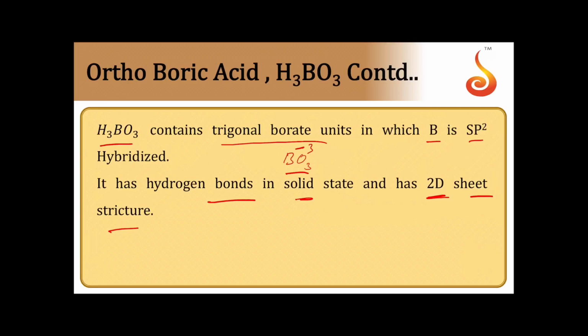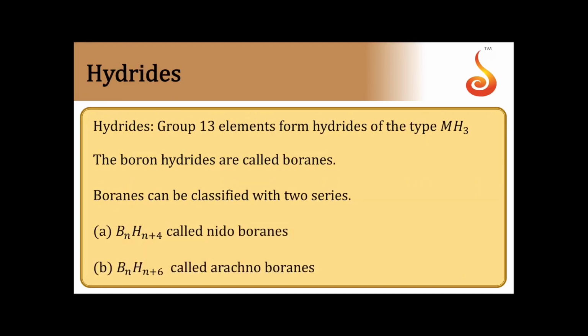So orthoboric acid has trigonal borate units, that is BO3 3- units, and boron is sp2 hybridized. In the solid state, it has hydrogen bonds and a two-dimensional sheet type of structure for orthoboric acid.